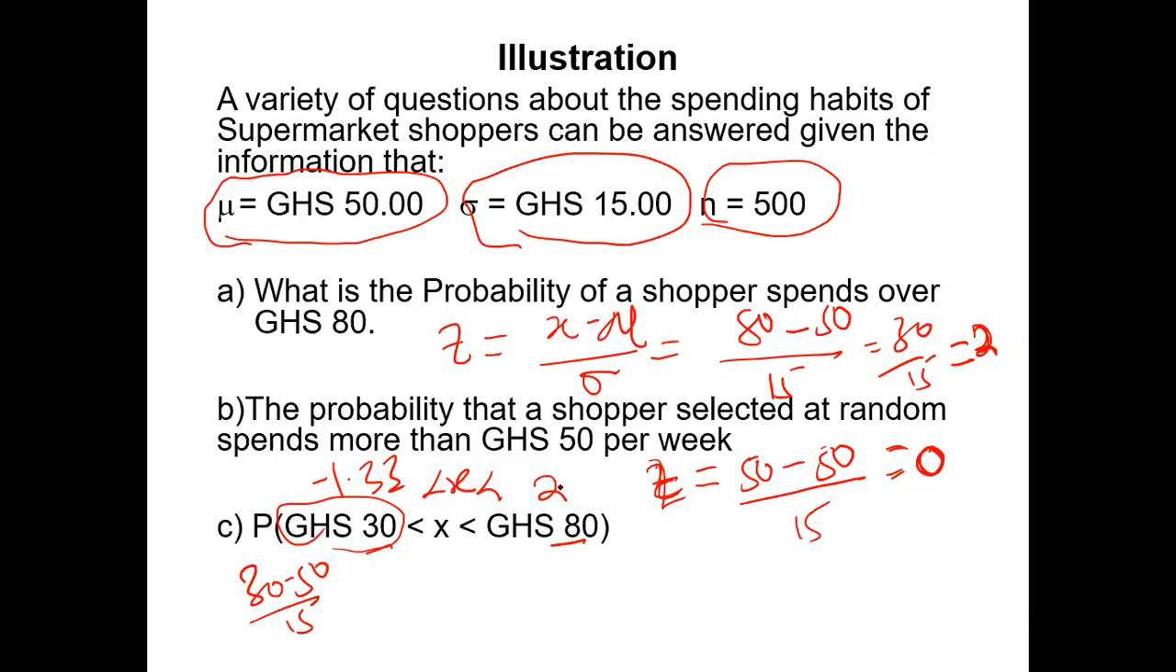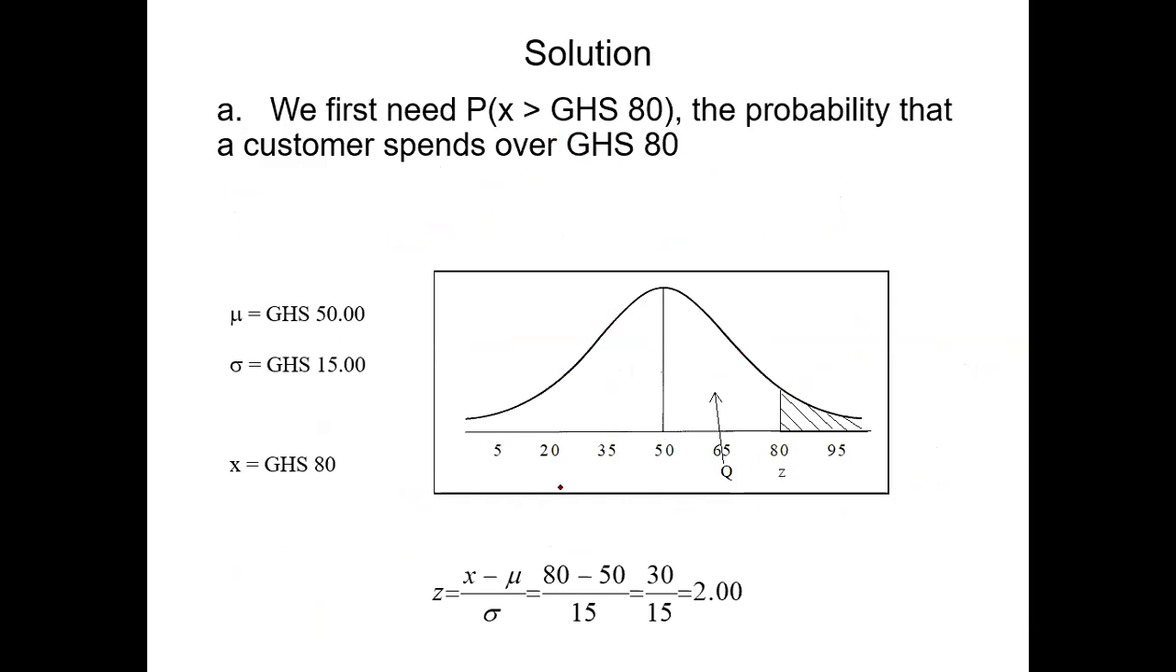Now let's get into the drawing of the curves. This curve shows the actual values. If the person spends more than 80, it means that when we started at 80, we had 2. In terms of actual values, the more than 80 will be this shaded region. Instead of standardized values, it will be more than 2. If you standardize 80, you get 2, so we are looking for more than 2.